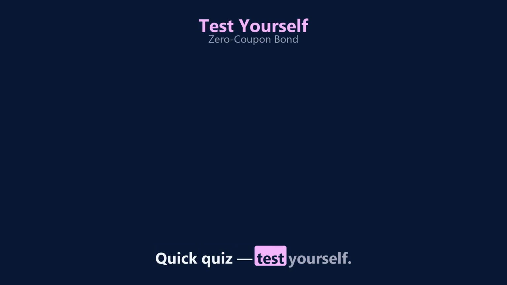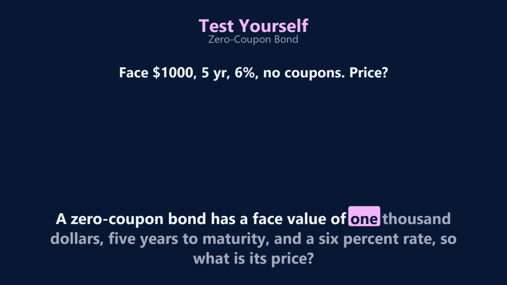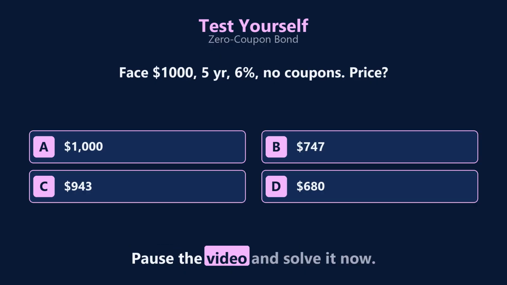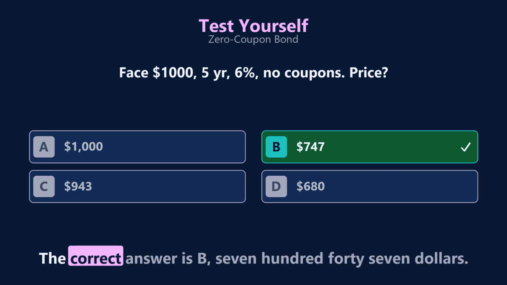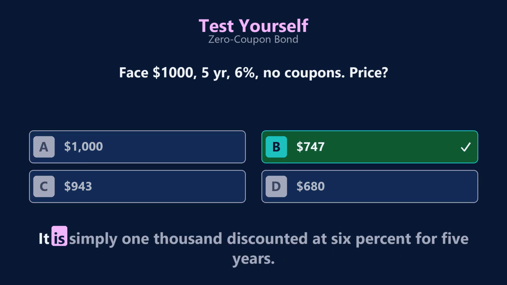Quick quiz, test yourself. A zero-coupon bond has a face value of $1,000, 5 years to maturity, and a 6% rate, so what is its price? Here are your 4 options. Pause the video and solve it now. The correct answer is B, $747. It is simply $1,000 discounted at 6% for 5 years.